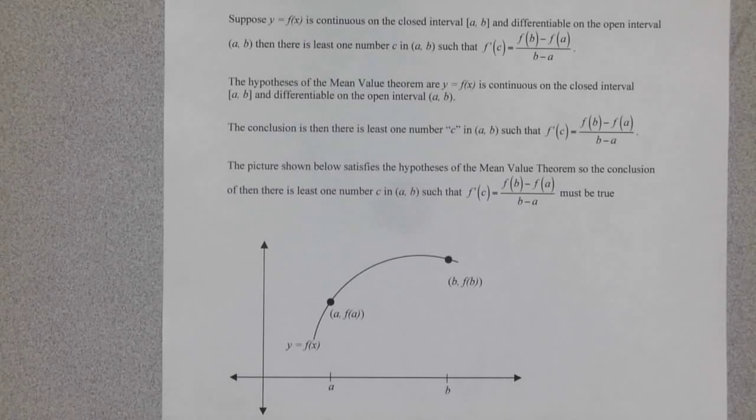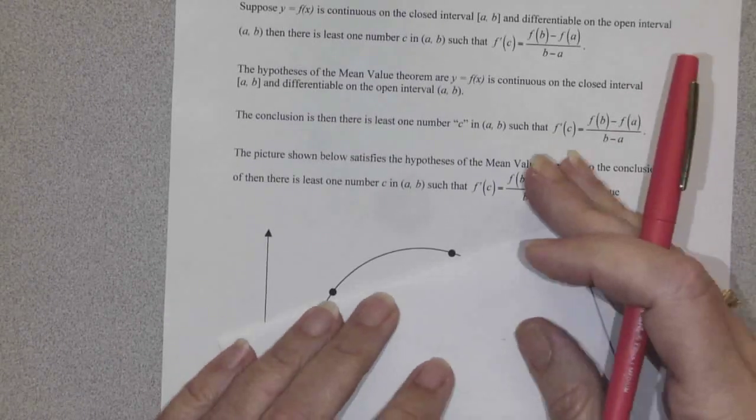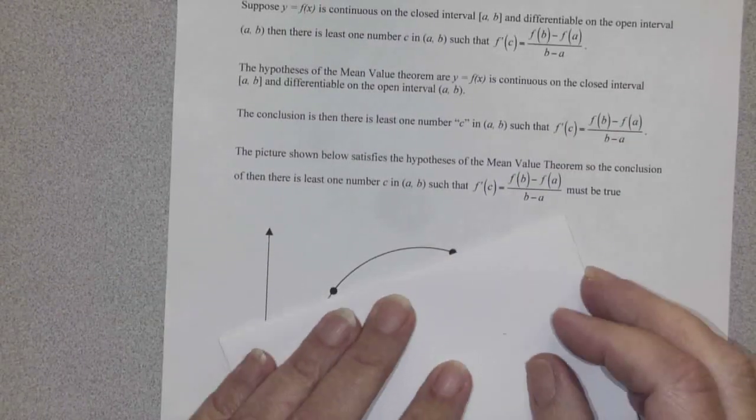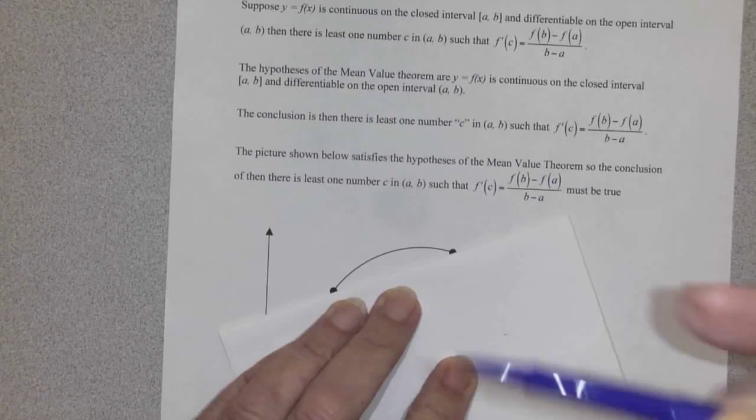So we have the hypotheses. That means that number c must exist. But what on earth does that funky formula mean? f prime of c equals f of b minus f of a over b minus a. How on earth can I visualize that? So let's try to visualize it. I am going to draw a secant line here, and we'll draw it in blue, why not?